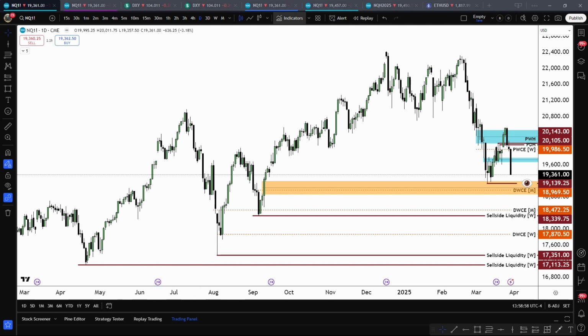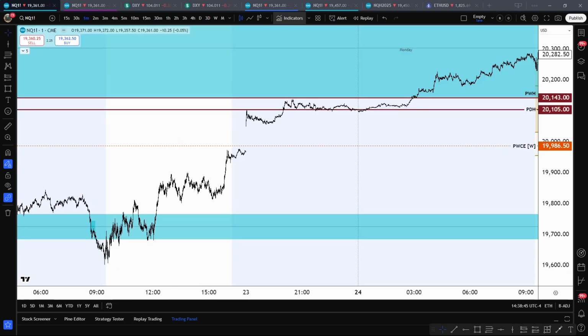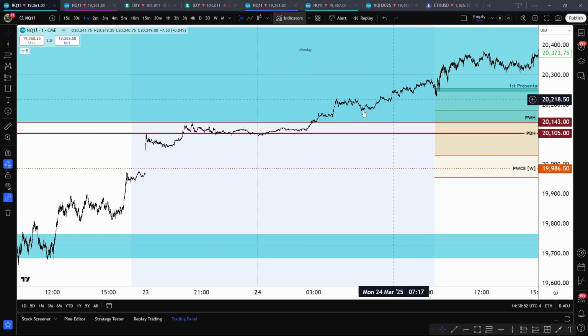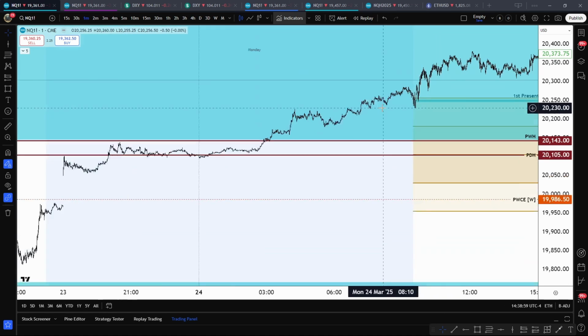So bearish bias. We opened the week with a premium new week opening gap. Traded from Sunday into pre-market to the upside. Waited for 9:30 a.m. opening bell.